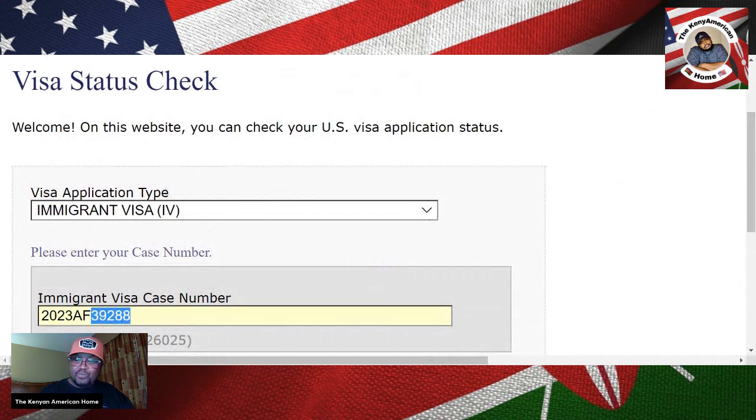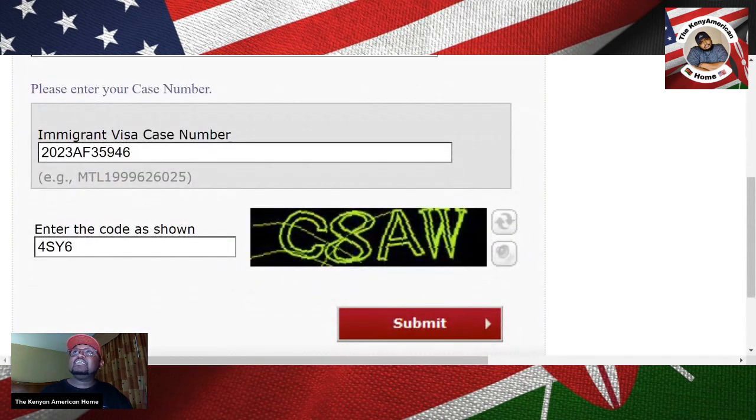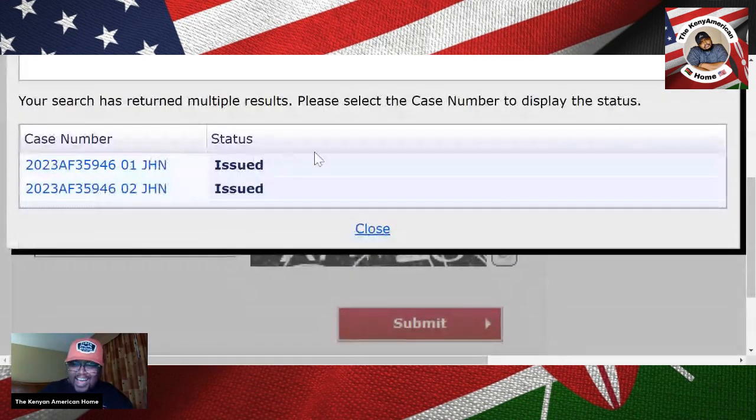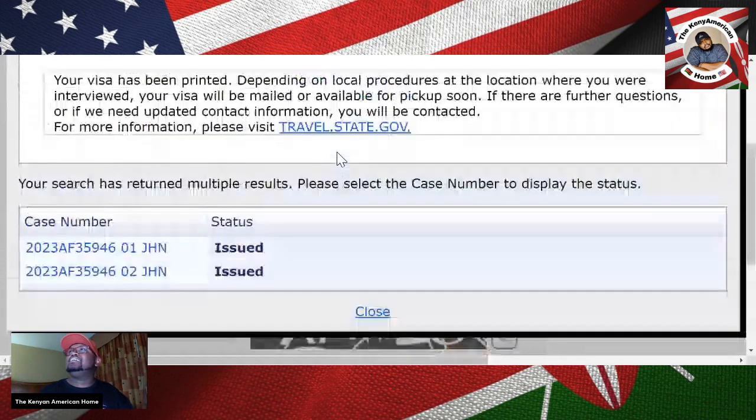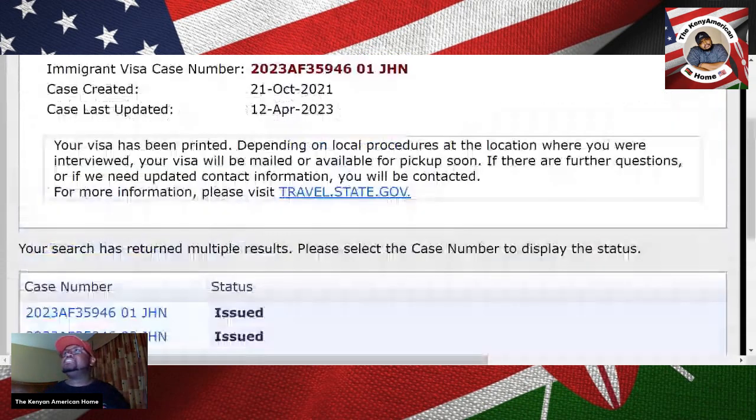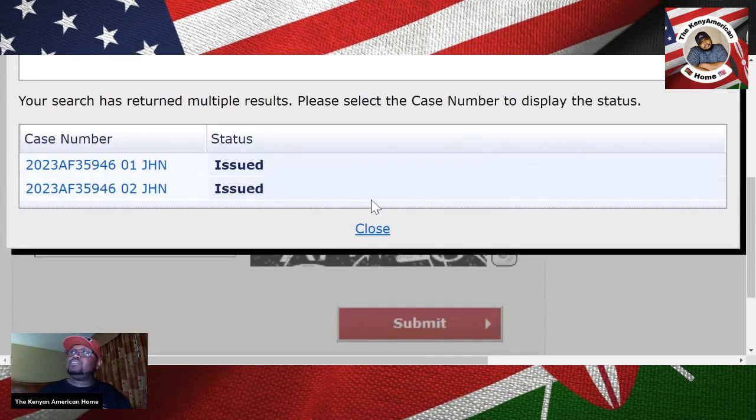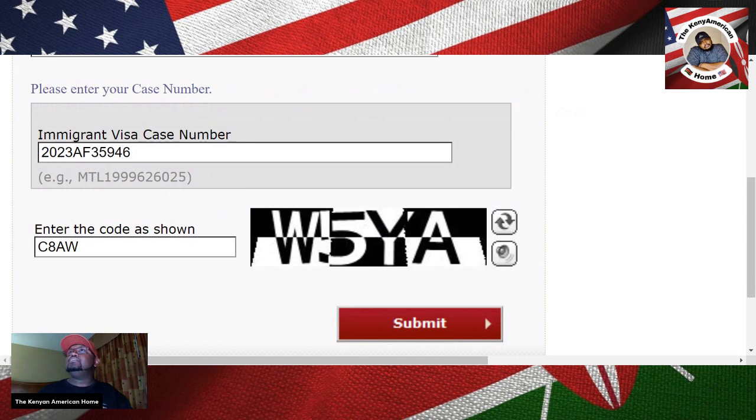And then there's a part of Africa we haven't touched, and it would be good to touch this part of Africa. Can you guys guess which country this one is? It is, drum roll, Johannesburg, South Africa. It's number 35946, Johannesburg. Got their visa issued.